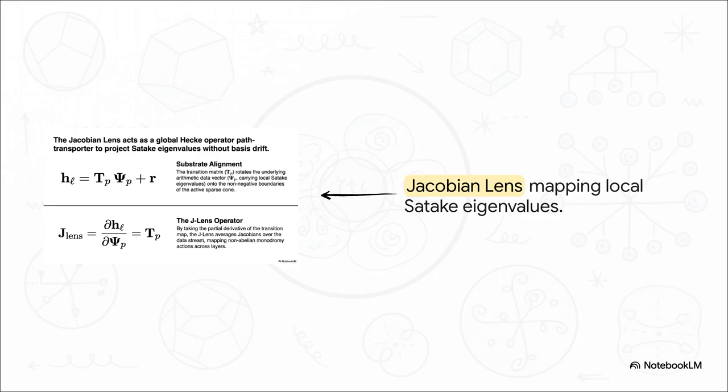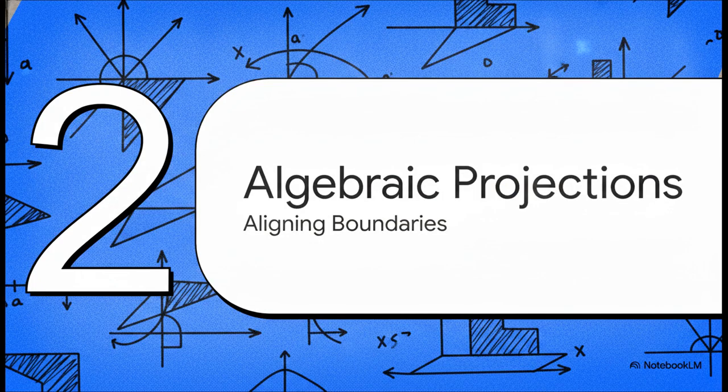So how do we project these unramified internal states forward without losing structural integrity? Well, Anthropic utilizes the Jacobian Lens. Mathematically, this acts as a global Hecke operator path transporter. It takes the partial derivative of the hidden state with respect to the arithmetic data vector psi p. Basically, by averaging these Jacobians over the data stream, the lens prevents geometric drift as information migrates down through the layers.